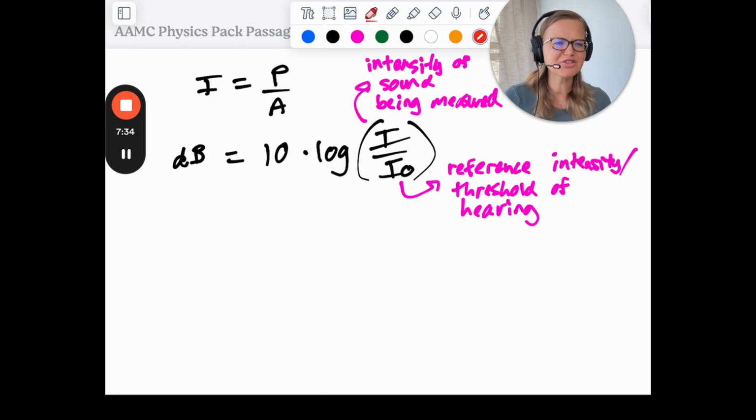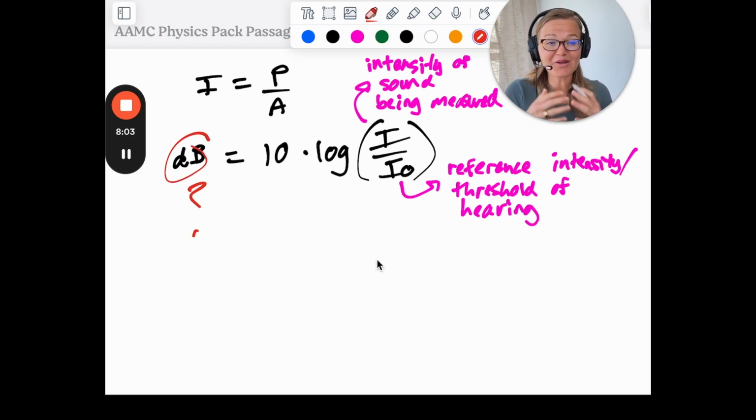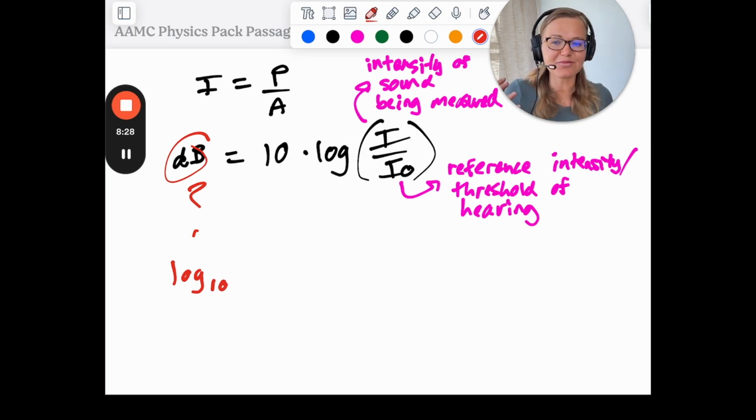So why do we measure the intensity of sound in decibels? Well, we know that decibels are expressed on a log scale using a base of 10. So that means when you calculate log base 10 of something, you're essentially asking yourself how many times you must multiply 10 by itself to achieve the number inside of the logarithm.